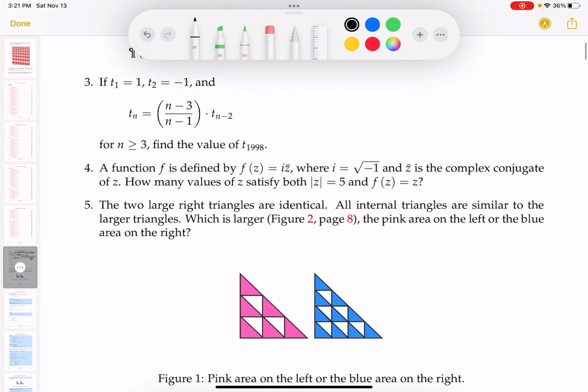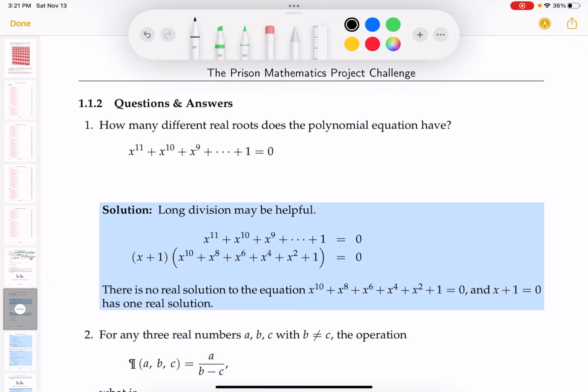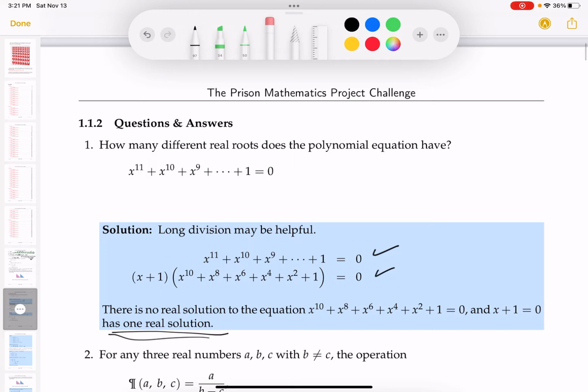Let's see how we did. Number 1, right? And let's see what they did. Yeah, it looks like they did the same thing. And yeah, one real solution. All right, good news. Let me get my eraser out. We're done with that one.